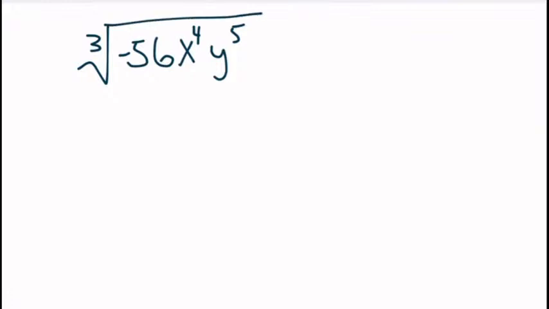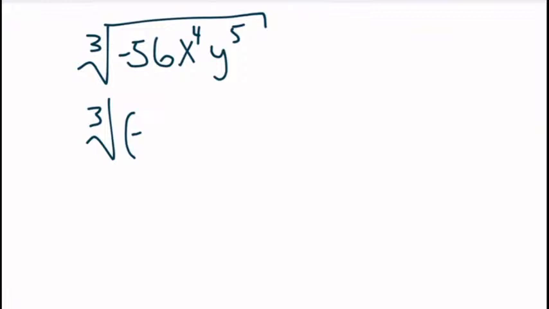And then next we have the cube root of negative 56, x to the 4th, and y to the 5th. So we're going to simplify down 56 first, which is 9 times 6. Sorry, not 9 times 6, it's... hello? Okay, sorry, my connection cut out.